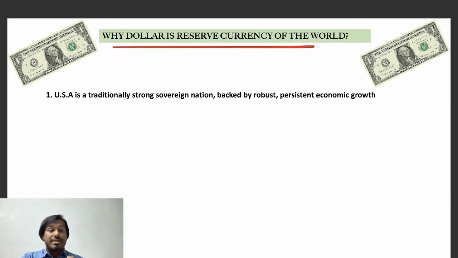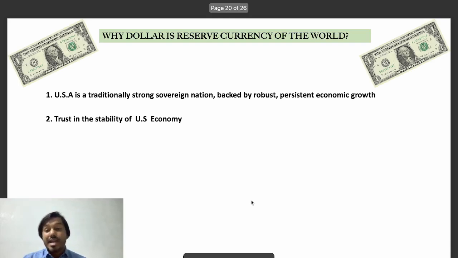They have around $26 trillion of GDP, and it's growing by 2% year over year, and it's the strongest economy. That's the reason the countries around the world have faith in the American economy. The first point is America has the strongest economy. The second thing is the trust in the stability of the US economy.